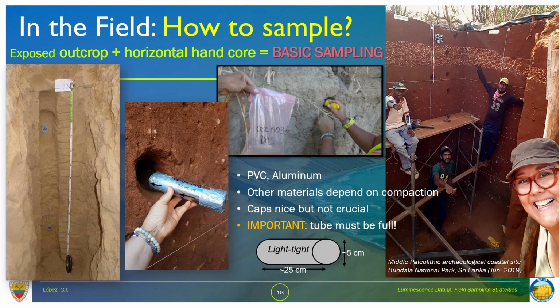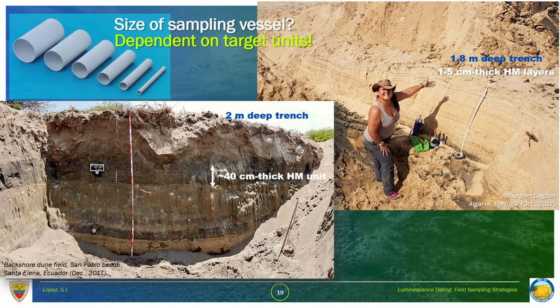Something really important to remember is that the diameter of your horizontal tube is going to be dependent on the unit. For example, it's very different to sample something that is 40 centimeters thick, such as this heavy mineral unit, as opposed to these extremely small 1 to 5 centimeter heavy mineral layers. So here you need something that is actually half the size of your layer, as opposed to this little tube here. So always have that in mind.